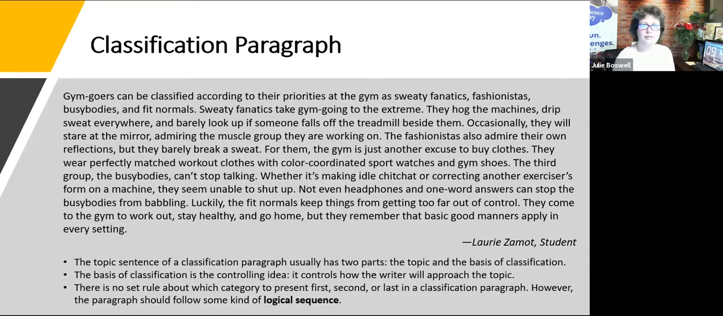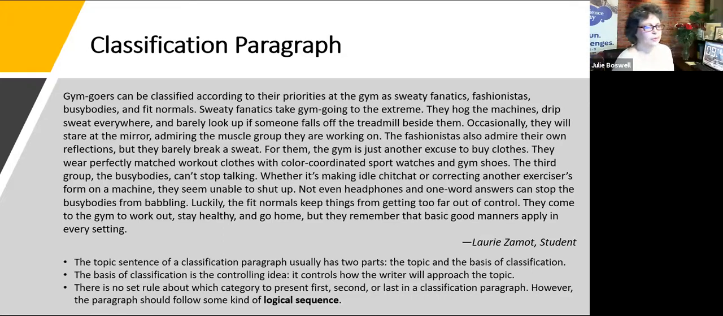The topic sentence of a classification paragraph, as you can see in this example, usually has two parts: the topic and the basis of classification. Gym goers is the topic; can be classified according to their priorities is the basis of classification. So the basis of classification is a controlling idea, like we talked about in a topic sentence. It controls how the writer will approach the topic. So it could be gym goers are healthier and happier. That's not where she went. Can be categorized on fitness, but she didn't do that either. She was just looking at their priorities.